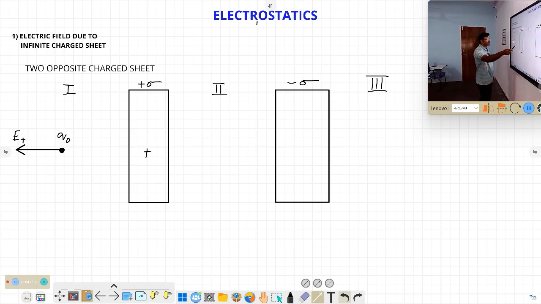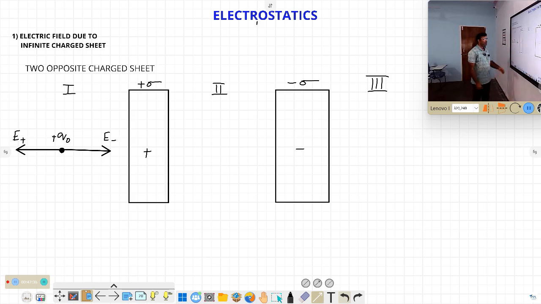Next, the second plate is negatively charged. Negative always attracts the positive test charge. What direction? Towards it. So there is a direction of the electric field due to that one in this direction. So this electric field we can write as E minus.